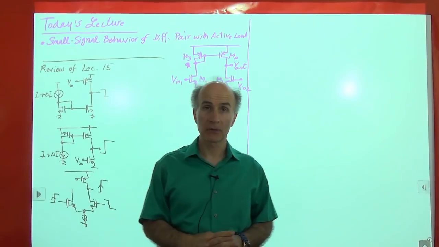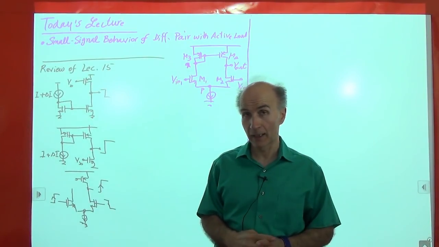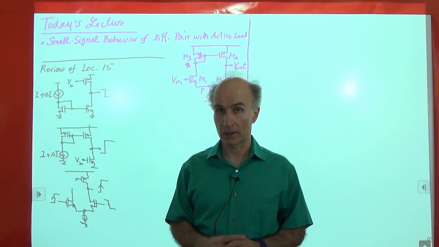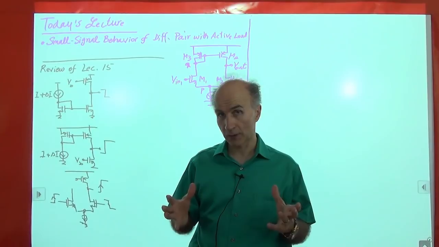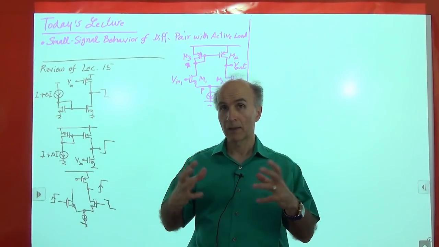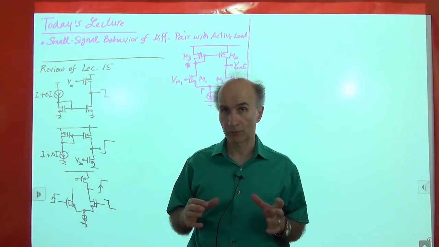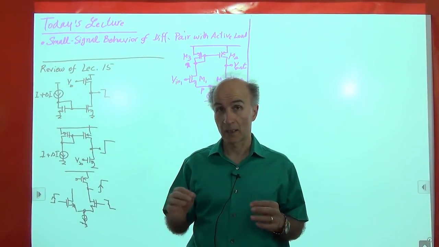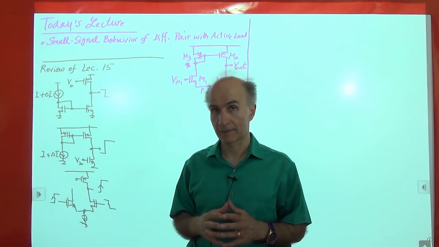Today we'll spend some time analyzing the differential pair with active load again, but this time focusing on its small signal behavior. Last time I promised that this circuit would still have the right amount of gain even though we are taking the output from only one side of it in a single-ended form. And today we will prove that that is the case.